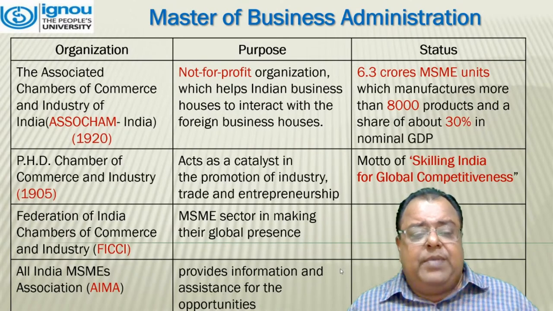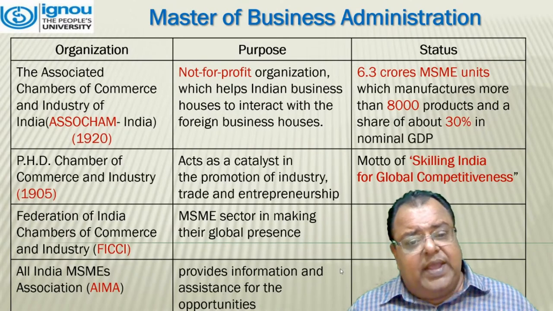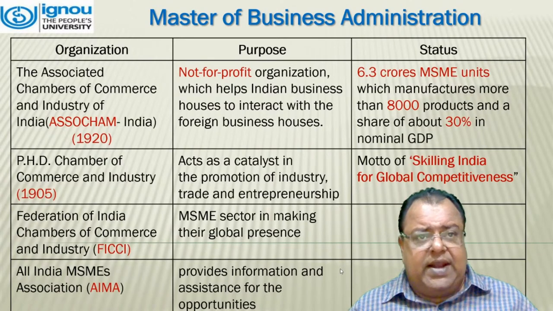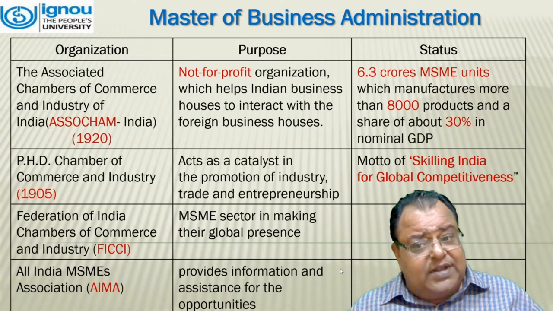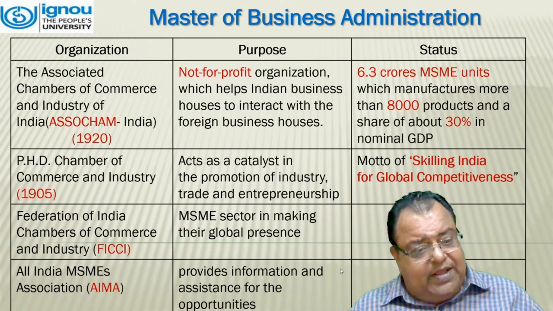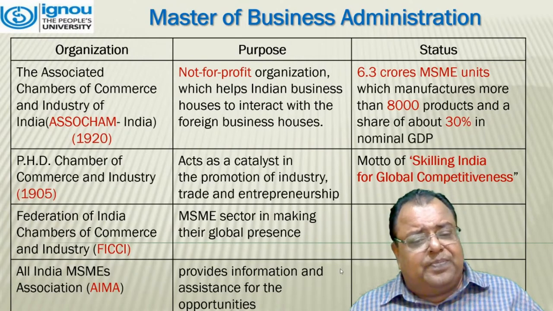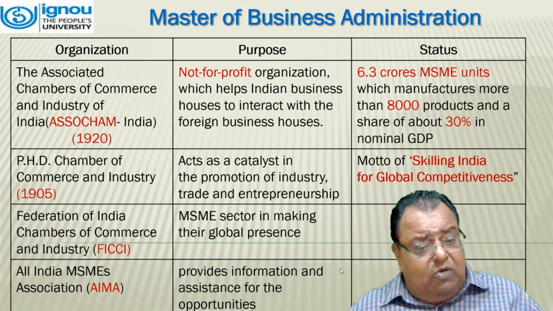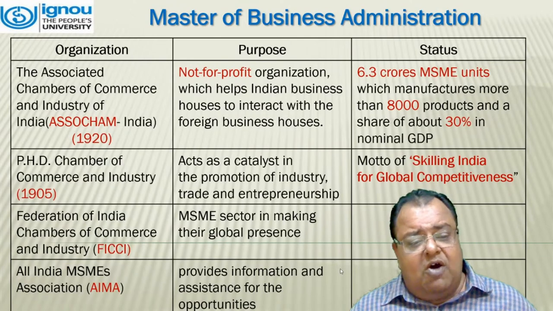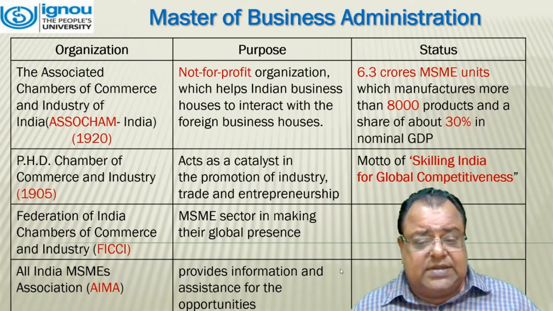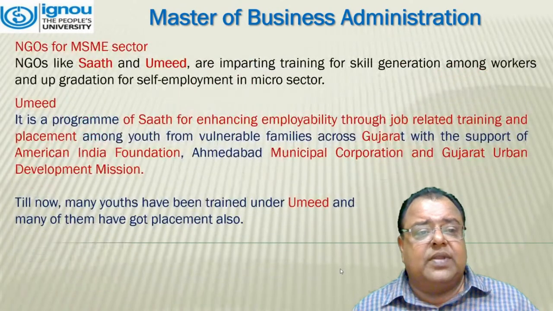Second one is the PHD Chamber of Commerce and Industry. It acts as a catalyst in the promotion of industry, trade, and entrepreneurship. Its motto is Scaling India for Global Competitiveness. Third one is FICCI, that is the Federation of Indian Chambers of Commerce and Industry. Their purpose is to look after MSME sectors in making their global presence. Fourth one is the All India MSMEs Association, that is IMA. They provide information and assistance for opportunities.